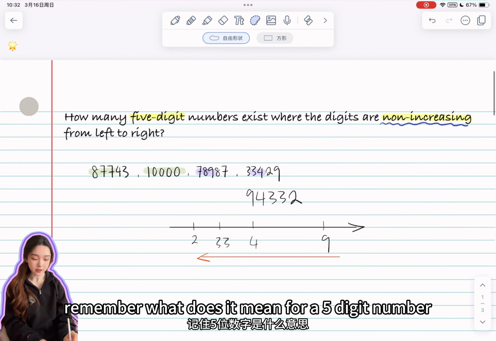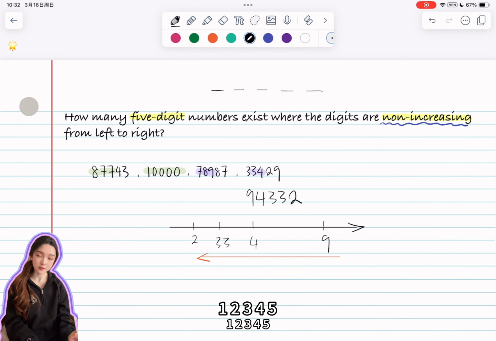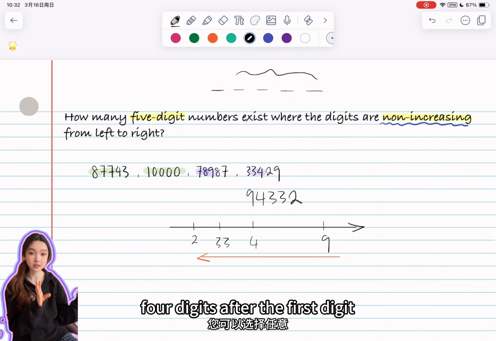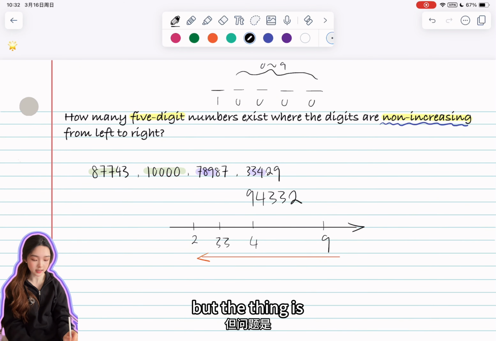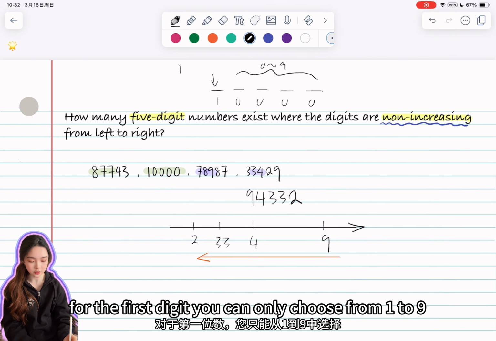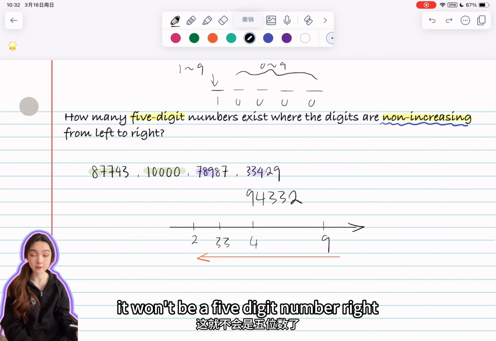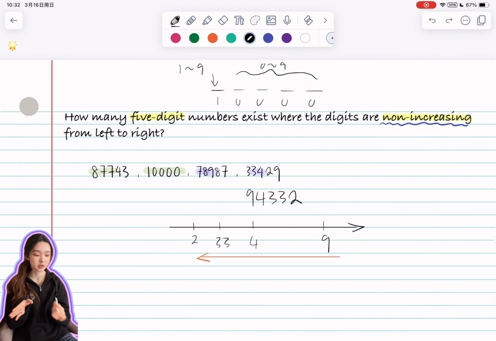Remember, what does it mean to be a 5-digit number? 1, 2, 3, 4, 5. You can choose any digit from 0 to 9 for the 4 digits after the first digit. It will be okay because you can have 10000. But the thing is, for the first digit, you can only choose from 1 to 9, because if you start with 0, it won't be a 5-digit number, right? Because 0 doesn't hold a place for the digit.